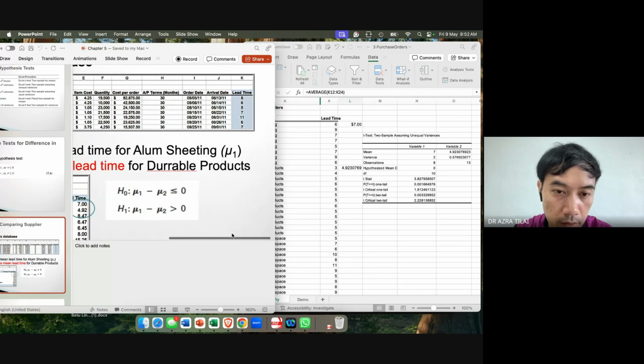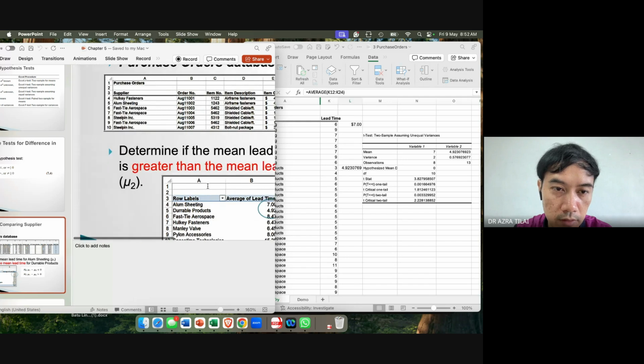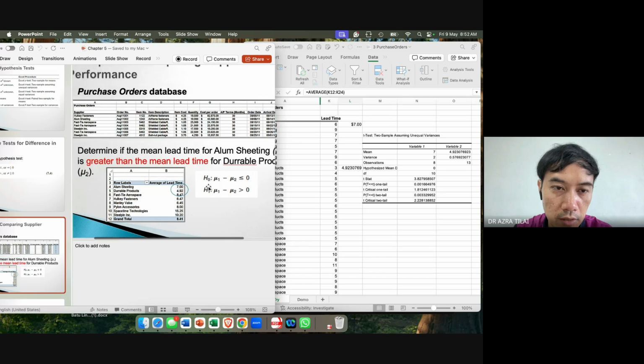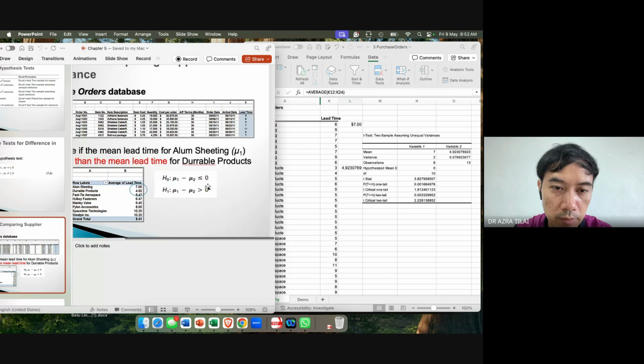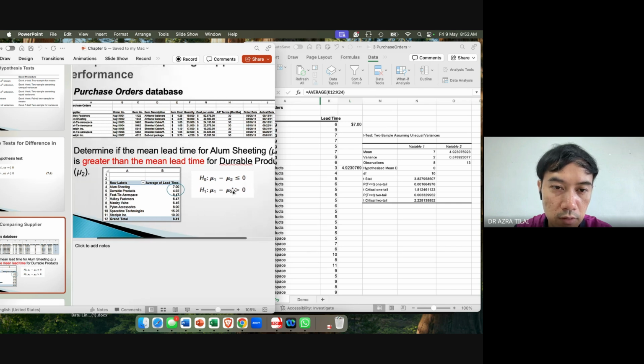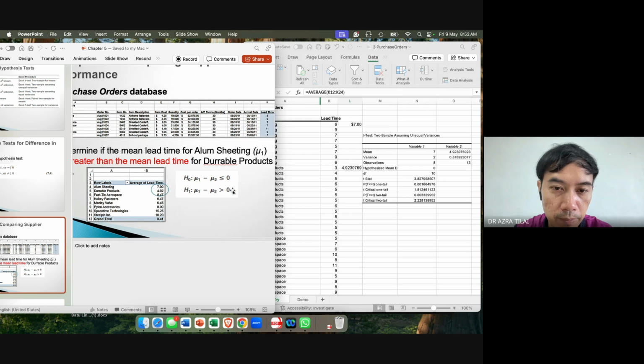And then what else? So determine if the mean lead time for alum sheeting is greater than the mean lead time of durable products. Yep, it is. It is more. When we do the mean, we found out that it is more. Okay.